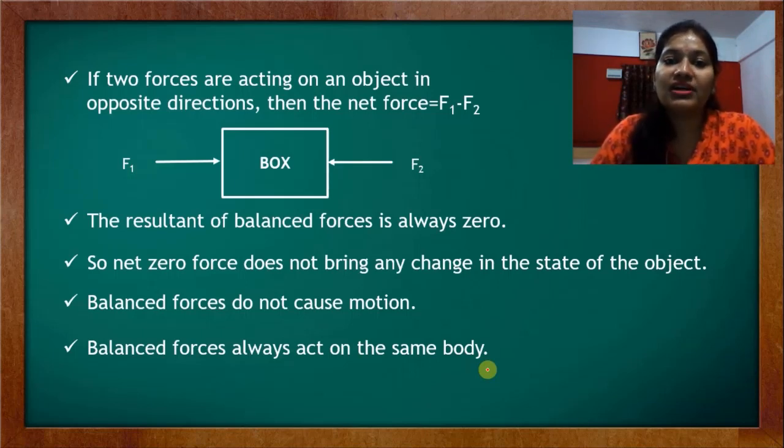What are the keywords? Balanced forces act in equal and opposite directions. The net resultant force of balanced forces is always 0. And when the resulting force is 0, we will not observe any kind of change in the state of the object. Clear?